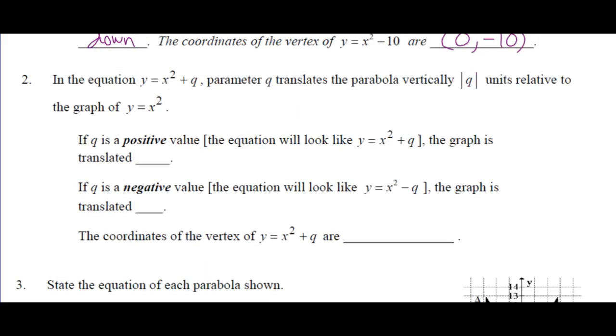In the equation, parameter P translates left or right. If Q is a positive value, then the graph is translated up, and if it's negative, it goes down. The coordinates of the vertex are 0, comma, Q. Ah, so what are the real coordinates of the vertex? P, comma, Q. When there's a P and a Q, the vertex will be P, Q.